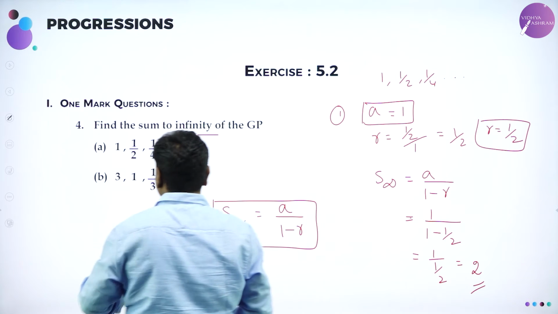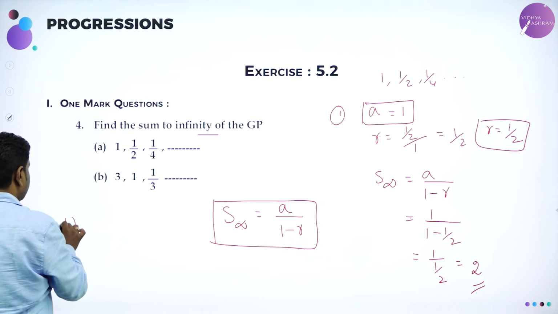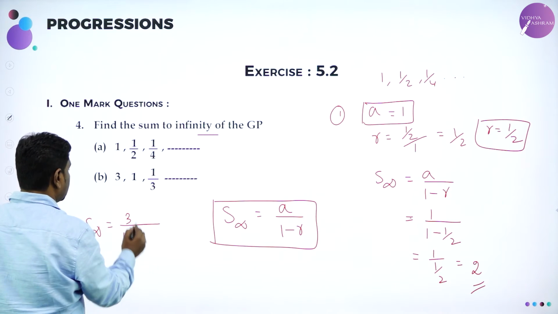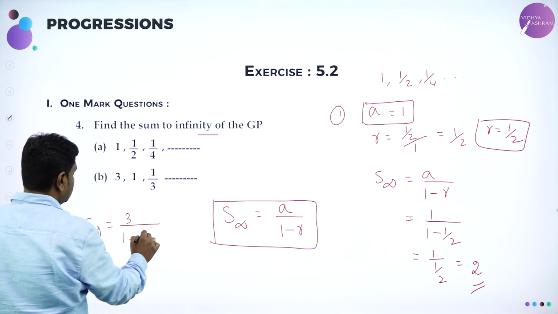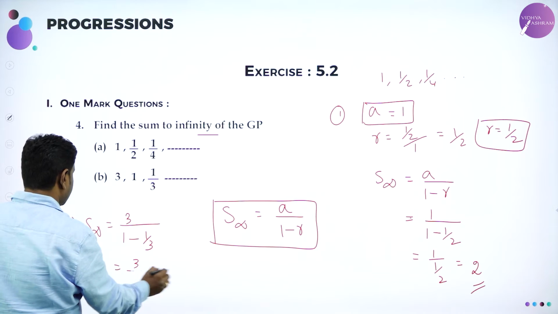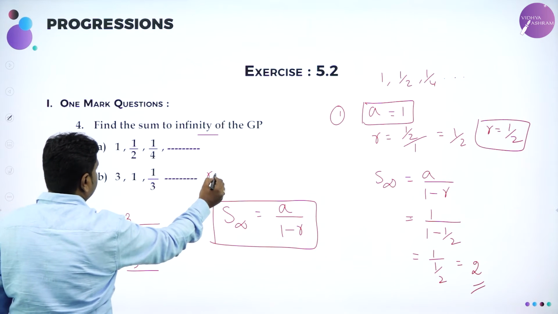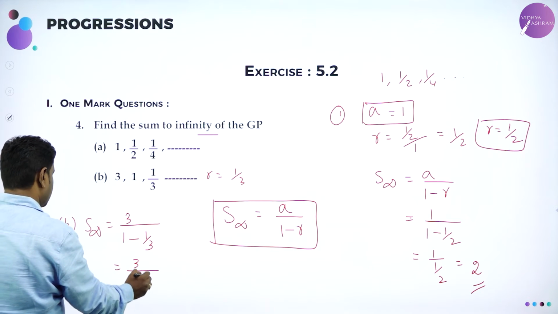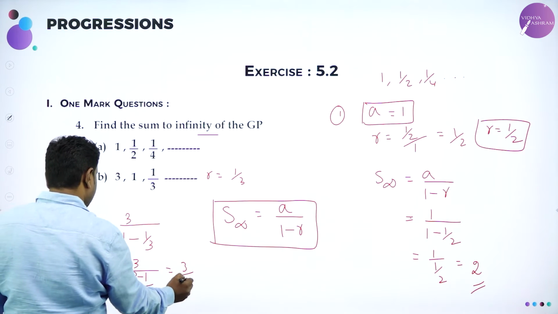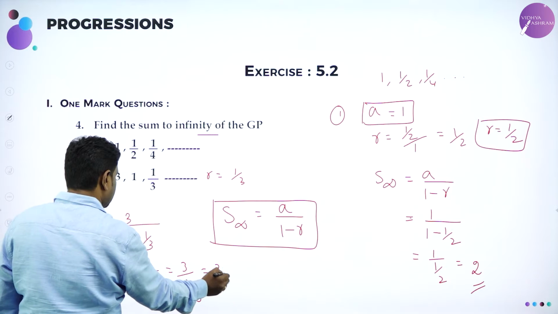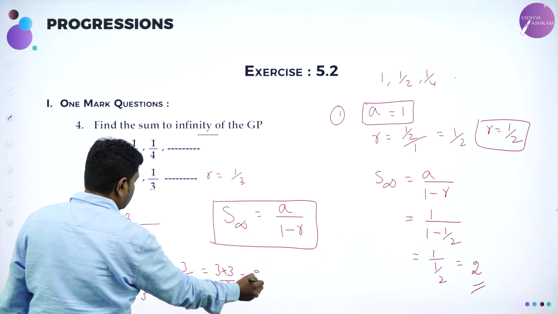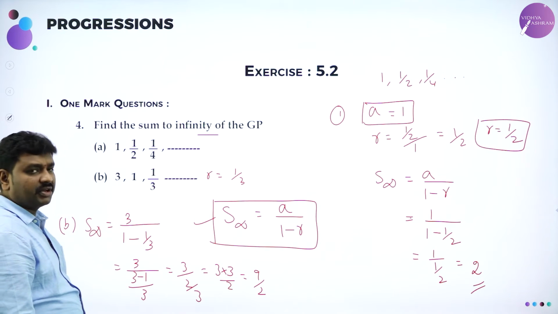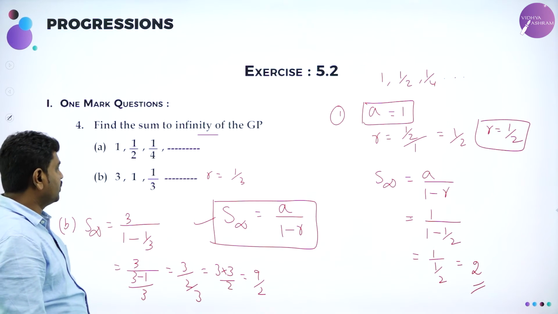Same logic you apply for the second series. The sum of infinite terms: A is 3, divided by 1 minus R. How to find the common ratio? Common ratio means second term by first term, which is 1 by 3. So 3 divided by 1 minus 1 by 3, that is 3 divided by 2 by 3, that is 3 into 3 by 2, which is 9 by 2. So S infinity is A by 1 minus R, where R is the common ratio and A is the first term.